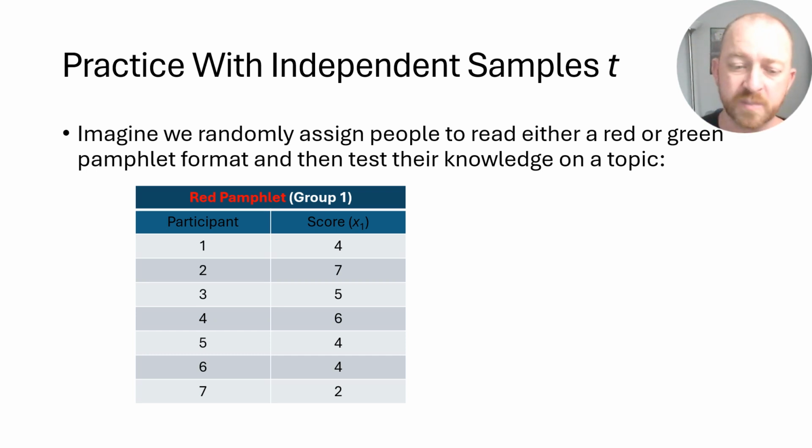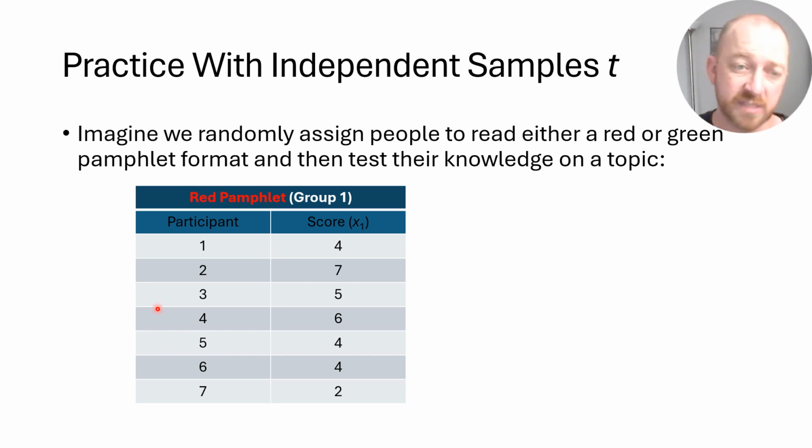means for those groups. So in this case, let's say that we have two versions of a pamphlet on something like fire safety. It doesn't really matter. This is just for illustration purposes. And let's say we want to see which version of the pamphlet is more effective at teaching people about fire safety. So we have one version, the red pamphlet version.